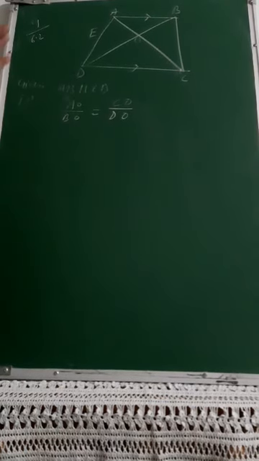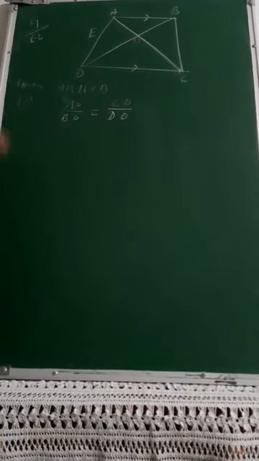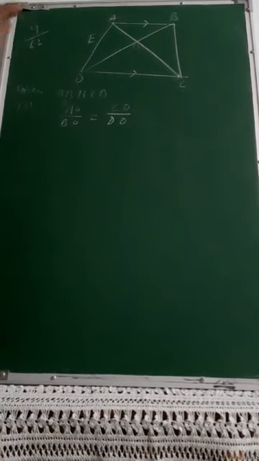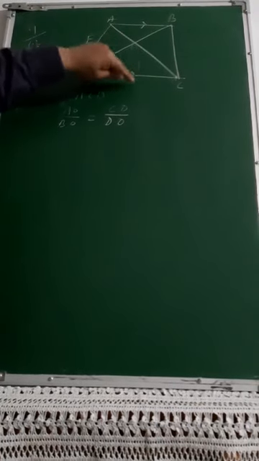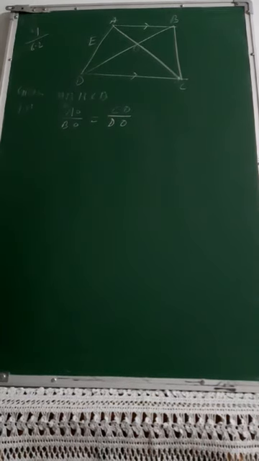Hi students, today I'll be sharing with you the solution of question number 9 and question number 10 of your exercise 6.2. So read the question carefully. In this figure you are given that AB is parallel to CD and you need to prove that AO upon BO is equal to CO upon DO.